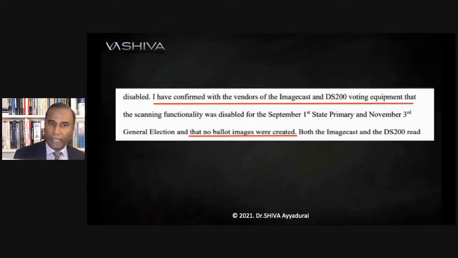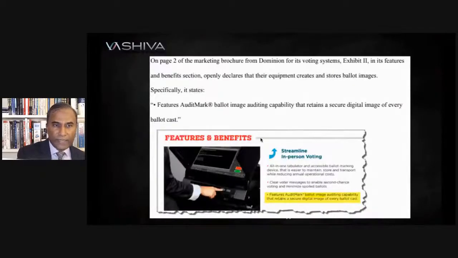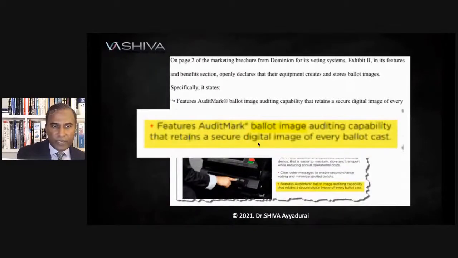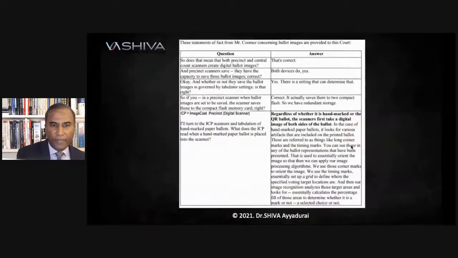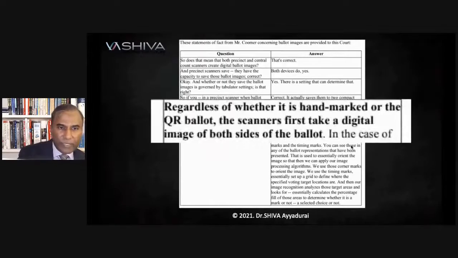How do I know that? Can I back that up factually? Sure. Let's go right here. Okay. I'm going to share with you right here. This is from the affidavit of an election commissioner in Tennessee, where this is in the actual manual of the Dominion system. It says ballot images auditing capability retains a secure digital image of every ballot. And then this is a testimony of Eric Comer, one of the executive vice presidents at Dominion. They asked him, and this is what he says. He goes, regardless of whether it is hand marked or the QR ballot, the scanners first take a digital image of both sides.